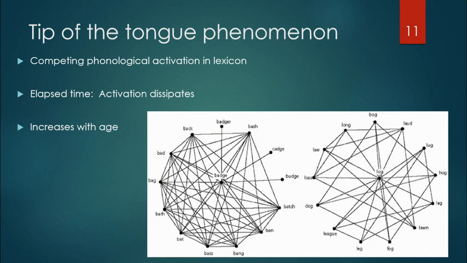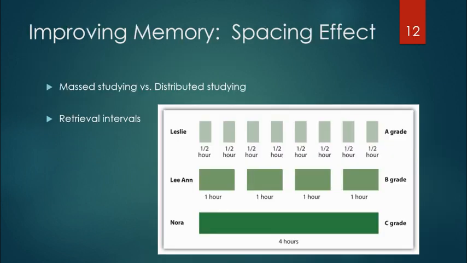Okay, what is that word that I'm trying to pull out of my lexicon? What is that word that's on the tip of my tongue? And these tip of the tongue states, unfortunately, they increase with age. Not something to look forward to exactly. So that's a little bit about the tip of the tongue. And let's move on to some ways we can improve our memory.